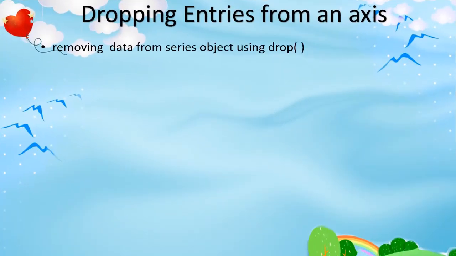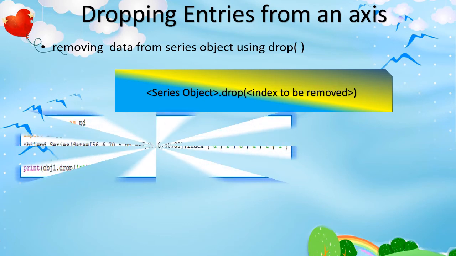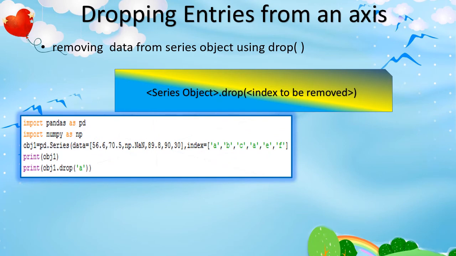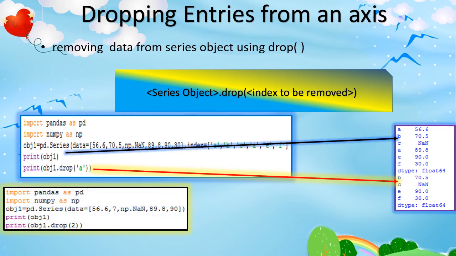Dropping means deleting data from the series object using the drop function. The general format for drop is series object dot drop, and in brackets we have to give the index to remove. So here I have first printed the object, and then obj1 dot drop of A. A is removed, and because A appears two times in the series object, both A's are removed.